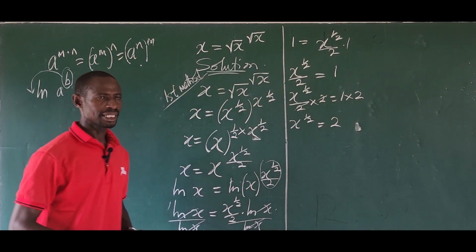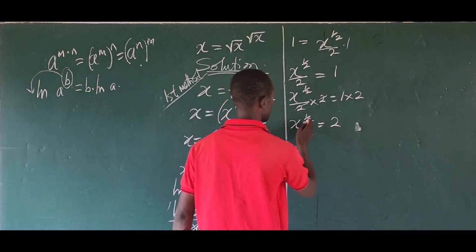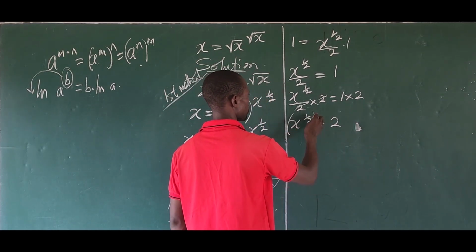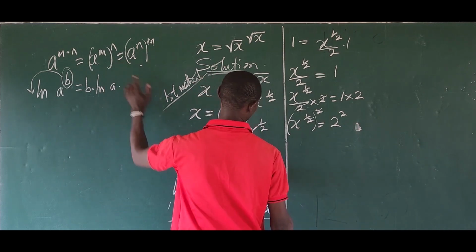We are looking for x, right? Good. So we square both sides of the equation because this is a square root. So now we square both sides, we equally square this. This will leave, according to this law here.